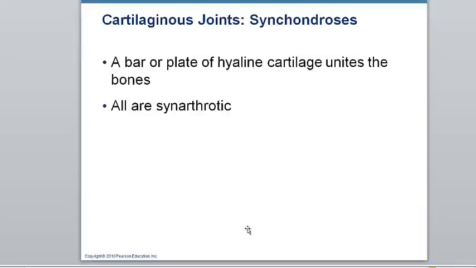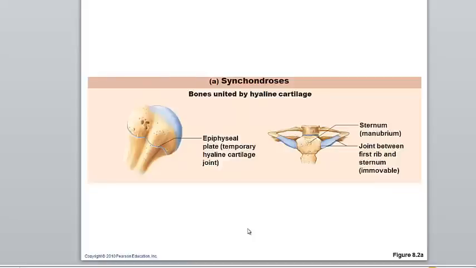Synchondrosis is made of hyaline cartilage to unite the bones. Where are you going to see your hyaline cartilage? You're going to see it in the epiphyseal plate of your long bones, right? That's where the multiplication of the hyaline cartilage takes place and ossification tries to catch up, and eventually the plate closes and becomes the epiphyseal line, right? So this is a temporary joint that is found in growing young people. Another place that you're going to see is between your first rib and your sternum, and it's going to be immovable. Remember, these two are both immovable joints.